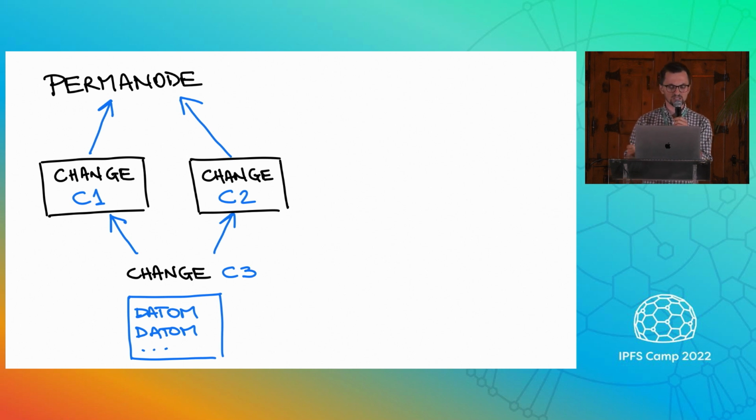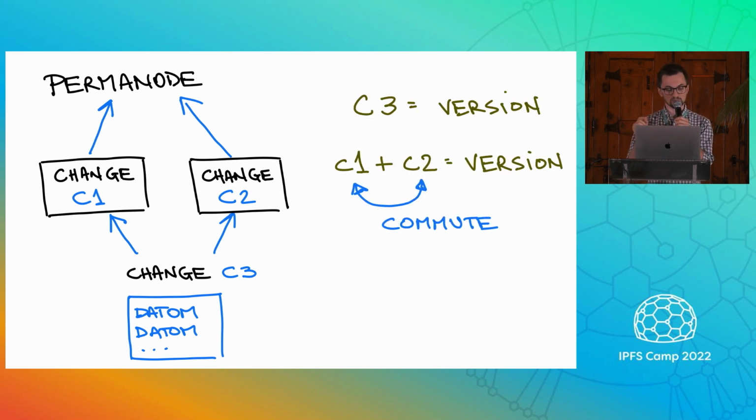But we need something to identify the version of an object and to reference different versions of things, because we want to be able to address things in older versions of the documents and stuff like that. So we only need to really identify the leaf nodes in this DAG, which is essentially like a root of a Merkle DAG. But we treat as a root the permanode in our case. And you can also mix those. So in this case, the change C3, the leaf node, is a version, but C1 and C2 are also versions, and the combination of C1 and C2 is a different version.